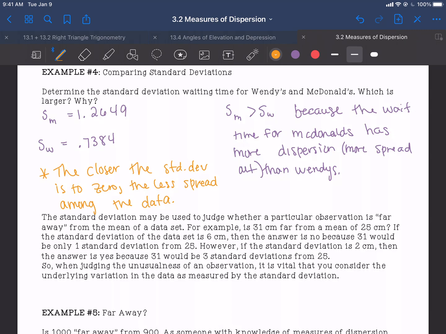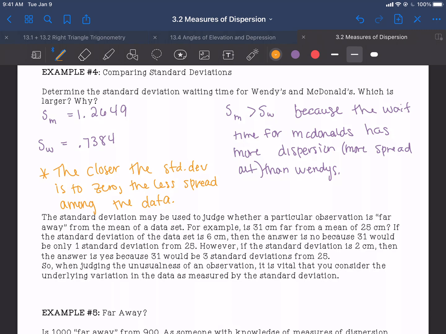So, standard deviation may be used to judge whether a particular observation is considered far away from the mean of a data set. For example, is 31 centimeters far away from 25? Well, it depends. If the standard deviation of the data set is 6, then the answer is no, because 31 would only be 1 standard deviation away from 25. However, if the standard deviation is 2 centimeters, then the answer is yes, 31 would be far away, because it would be 3 standard deviations from 25.